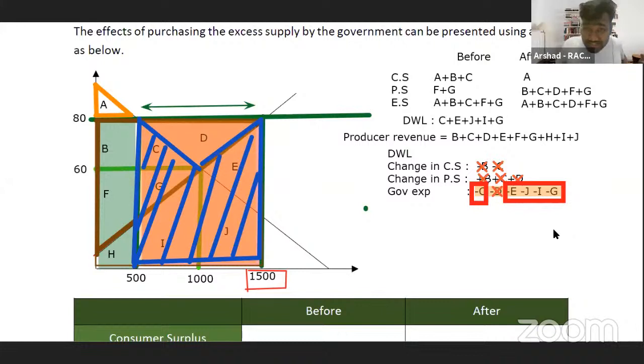The price support policy is, once again, guys, in simple terms, where the government puts a minimum price. After that minimum price, to make that minimum price more effective, they further intervene. One way of further intervening is this, government purchasing the excess.